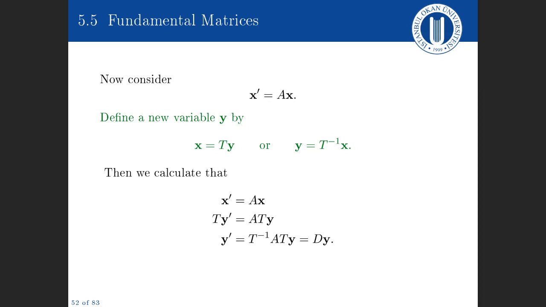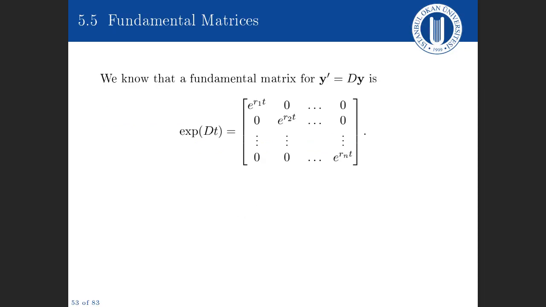Why are we doing this? Because it's easy to find a fundamental matrix for y prime is equal to Dy. A fundamental matrix is just the exponential of capital D t. As soon as we know the eigenvalues, r1, r2, up to rn, we can write that down straight away.